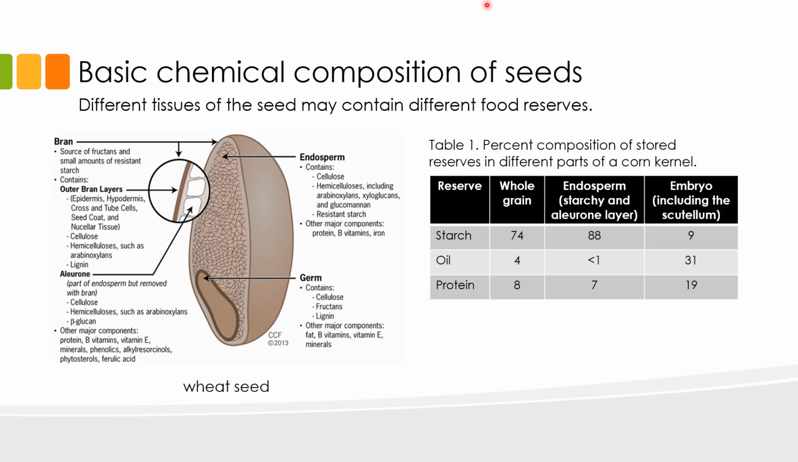On the right, we have a tabulated form of the chemical composition of a corn seed or kernel. The endosperm of corn, like the endosperm of wheat, is composed largely of carbohydrates in the form of starch. We can see here that the endosperm is composed of 88% starch. But it also contains small amounts of oil and also protein. Now, if we look at the composition of the embryo, we can see that its major component is oil or lipids. Starch is also present, but at a significantly smaller amount compared to that present in the endosperm.